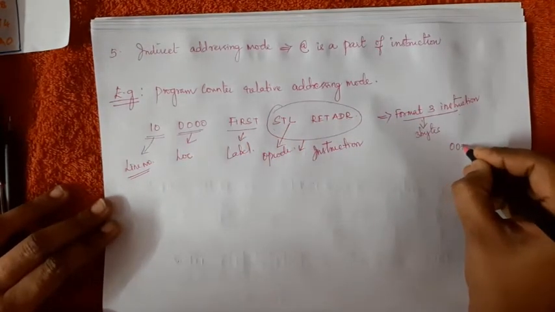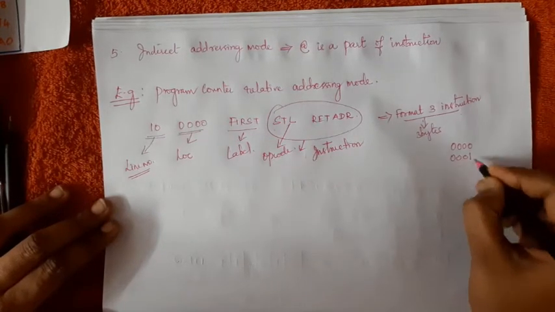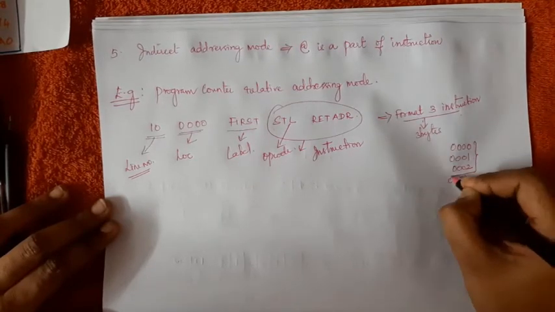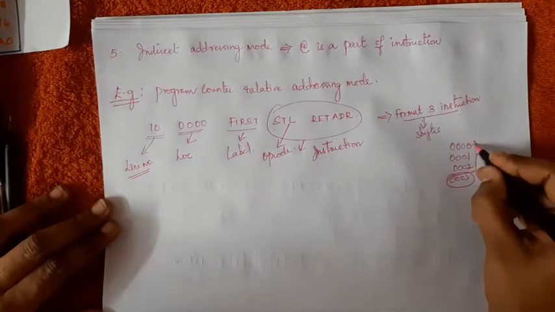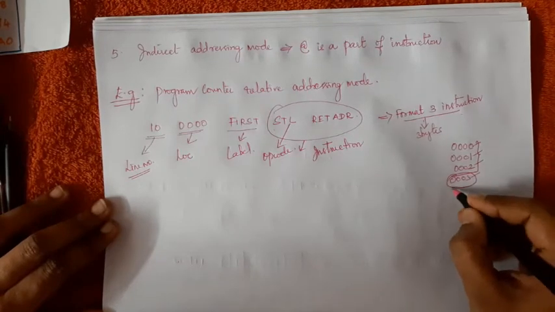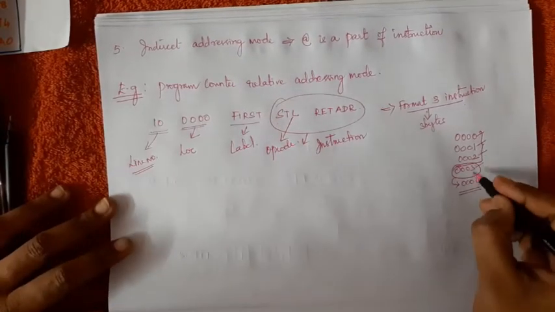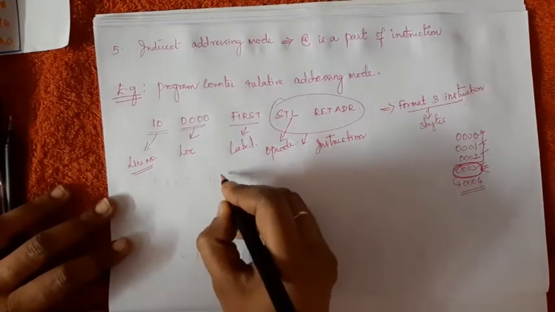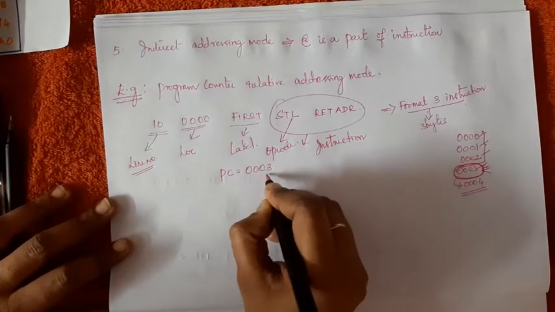So here the program starts at location 0000, then 0001, 0002 and 0003. Skip these three, and the next location would be 0003. This is a 3-byte instruction. If it were a 4-byte instruction, we would take this also and go to the next location, that would be 0004. Now this is a 3-byte instruction, so we'll take this one. Now the program counter has the value 0003.